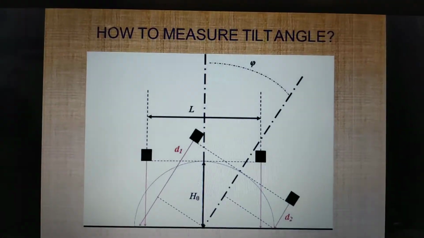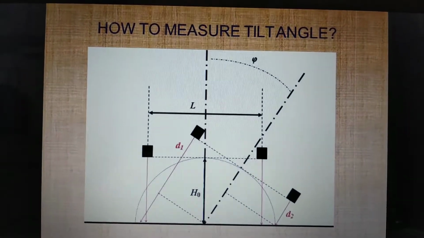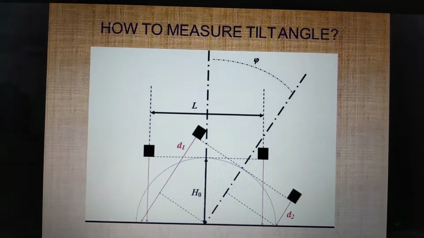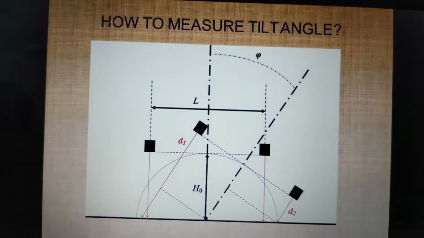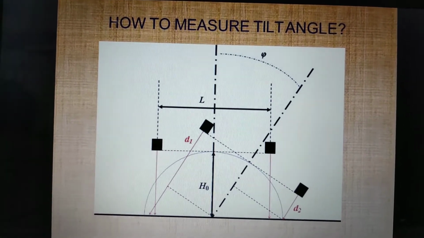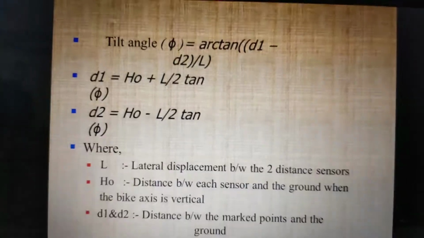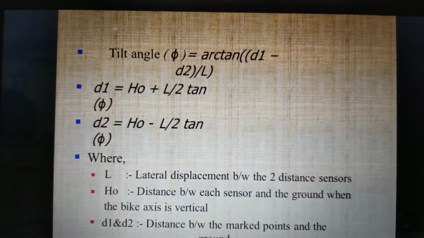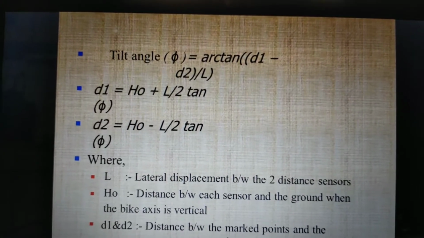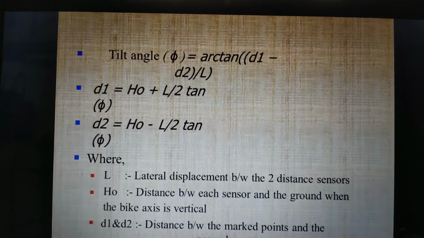How to measure tilt angle? When the vehicle is tilted, h0 is the height, and when the vehicle is turned, the front axle and rear axle distances are d1 and d2, the vehicle covers a distance L, and the tilt angle is measured by phi. The equation for the tilt angle is phi equals tan inverse of (d1 minus d2) upon L, where d1 and d2 can be found from the following equations.